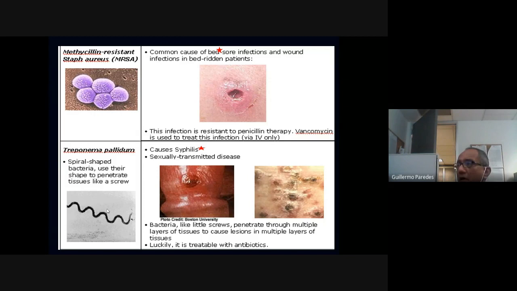Just to let you know about Treponema pallidum, it causes syphilis. Syphilis is a very bad infection. It can last for 10 years, 20 years, 30 years. So somebody having syphilis, for example, in the 1700s, that was a sentence of death. They were isolated, actually discriminated, because at that time we didn't have antibiotics.